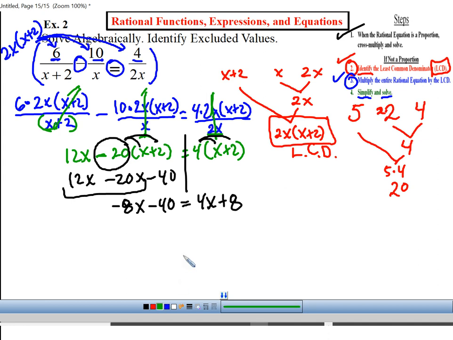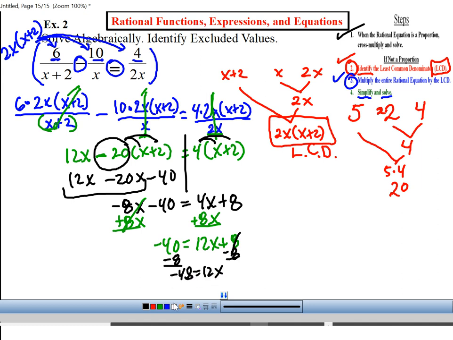I'm going to go back to green. So, which is the smallest variable? Negative 8. So to cancel this one, I add 8x to each side. We're left with negative 40 equals 12x plus 8. And then minus 8, minus 8. That gives me negative 48 equals 12x. And last but not least, divide by 12, divide by 12. That leaves us with negative 4 equals x.